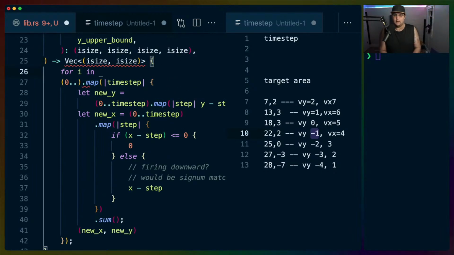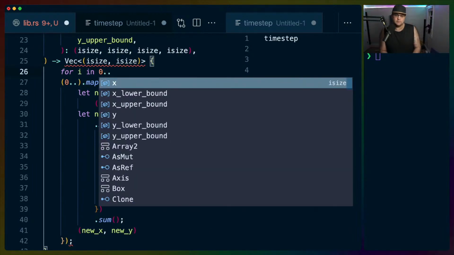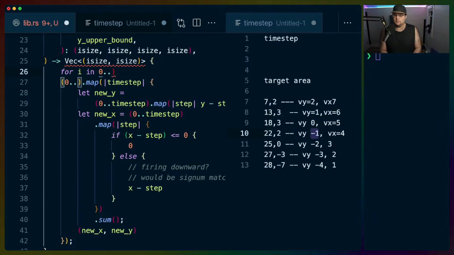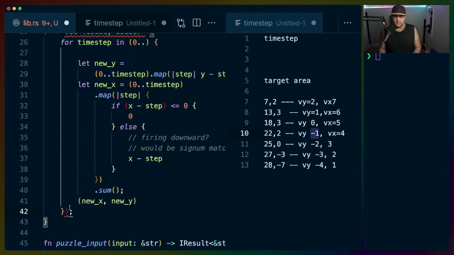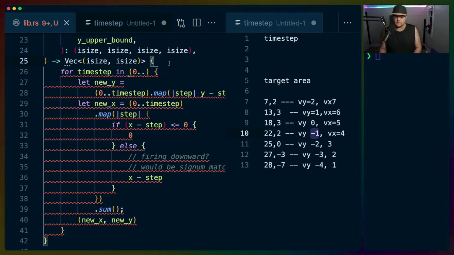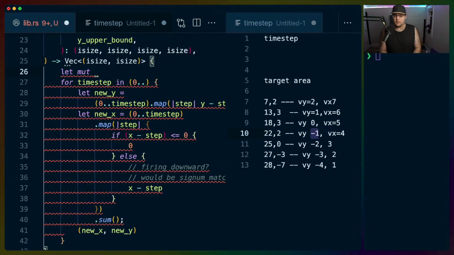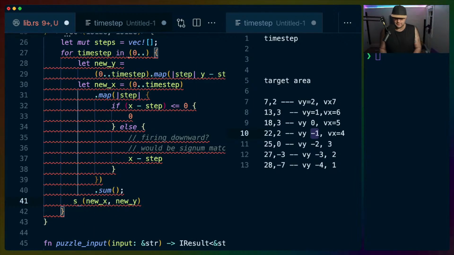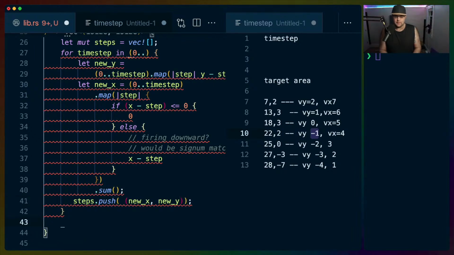The for time step in 0 dot dot. And then we get rid of this. This whole line goes away. We keep that. This is let mut steps equals vec. And this is steps dot push tuple. And this is steps.